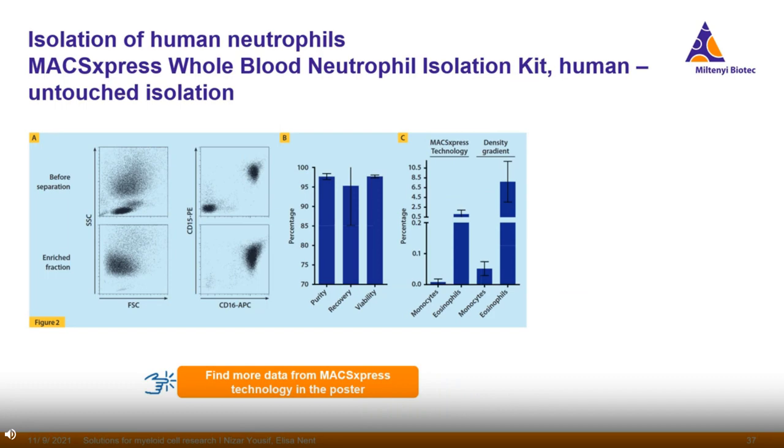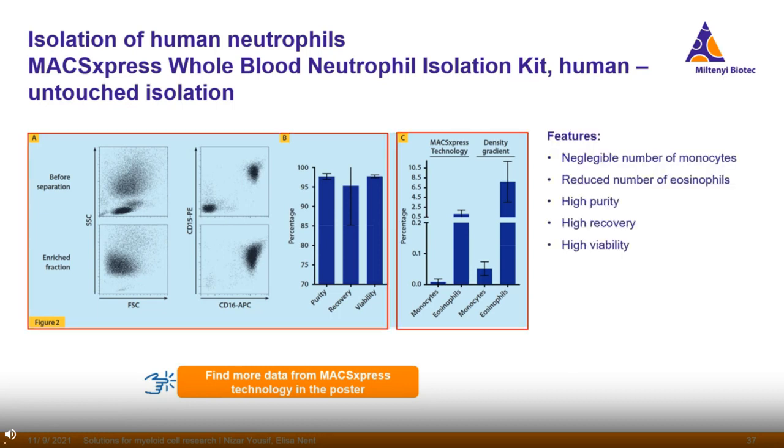In these results, you observe that human neutrophils are efficiently isolated from whole blood using the MaxExpress neutrophil isolation kit. In the upper dot plots, you observe the cells before separation, and in the lower dot plots, you observe the cells after separation. After separation, the cells were stained with CD15 and CD16 antibodies, which are markers for human neutrophils. This kit allows isolation of neutrophils with high purity, recovery, and viability in a short time period. And here are all the nice features listed.